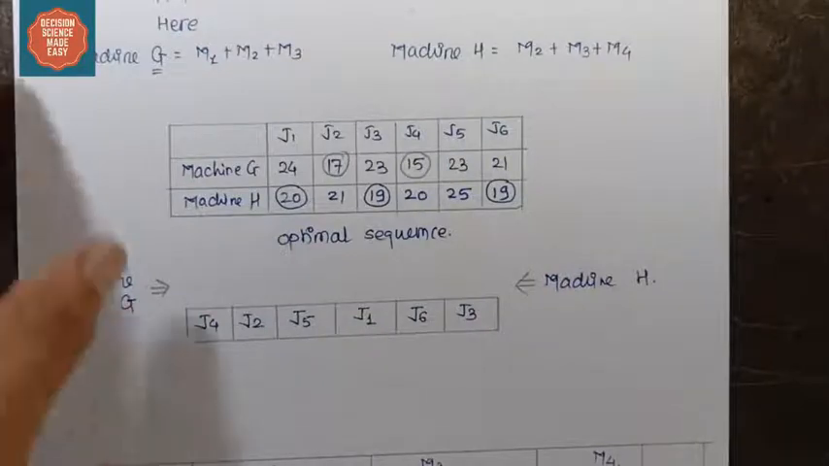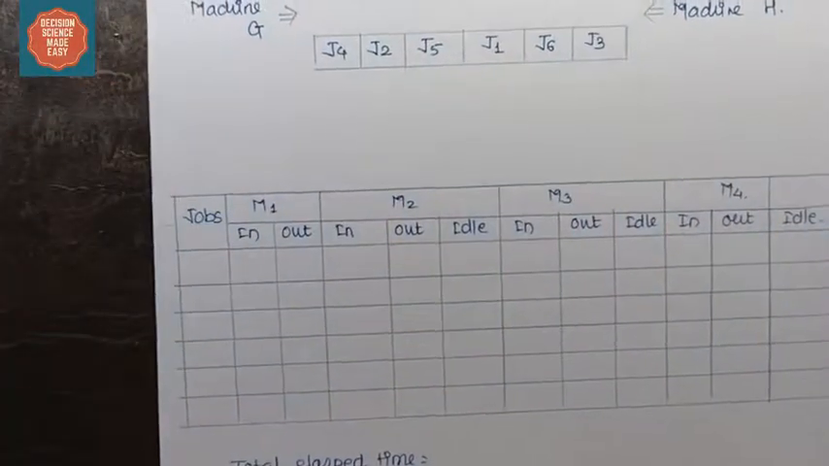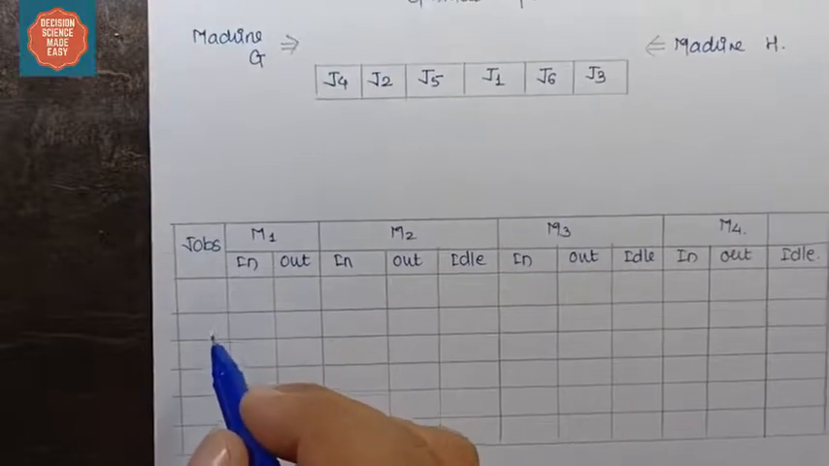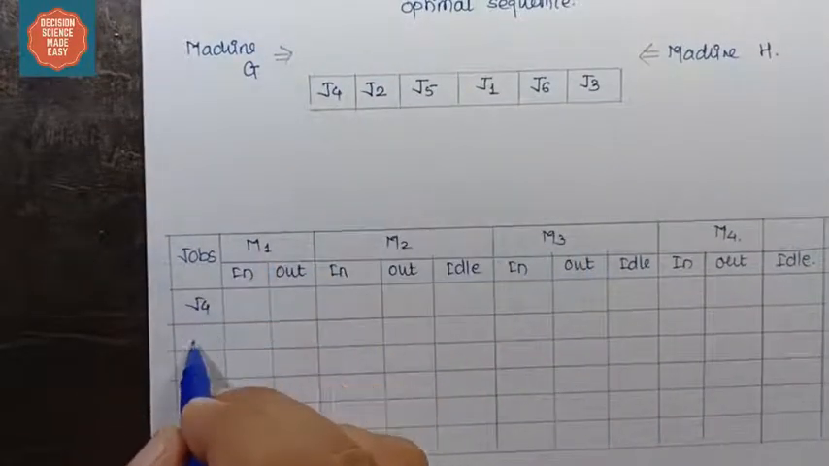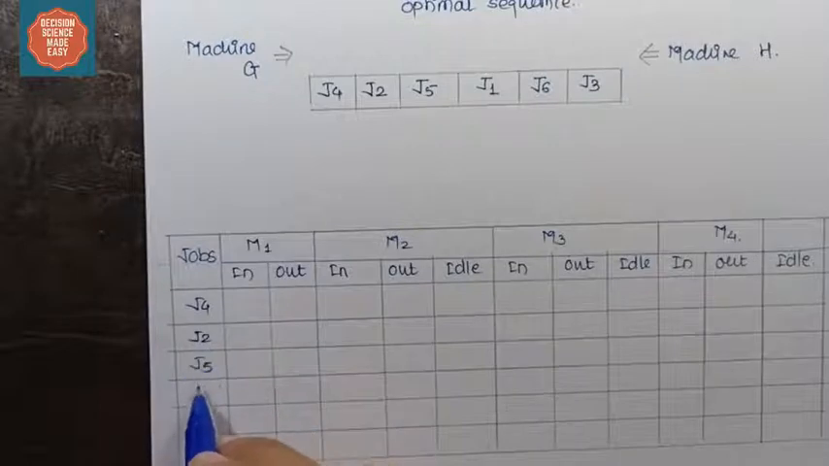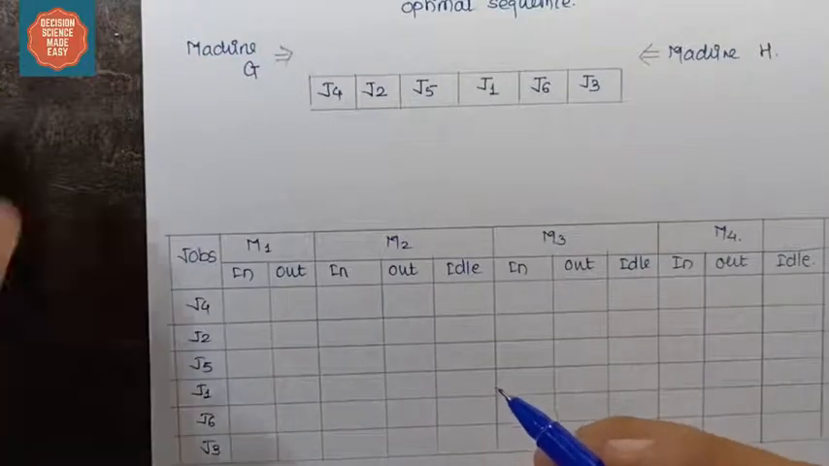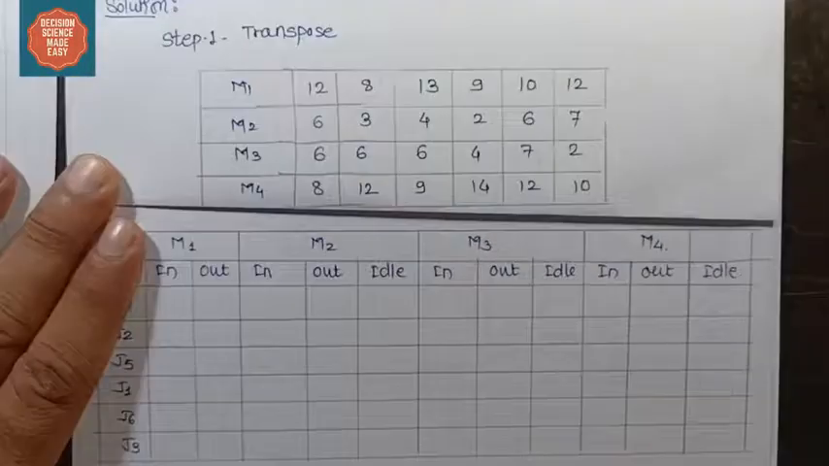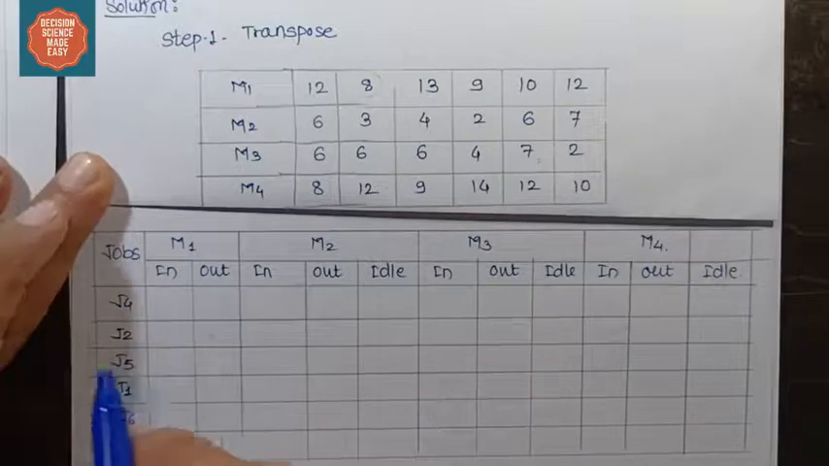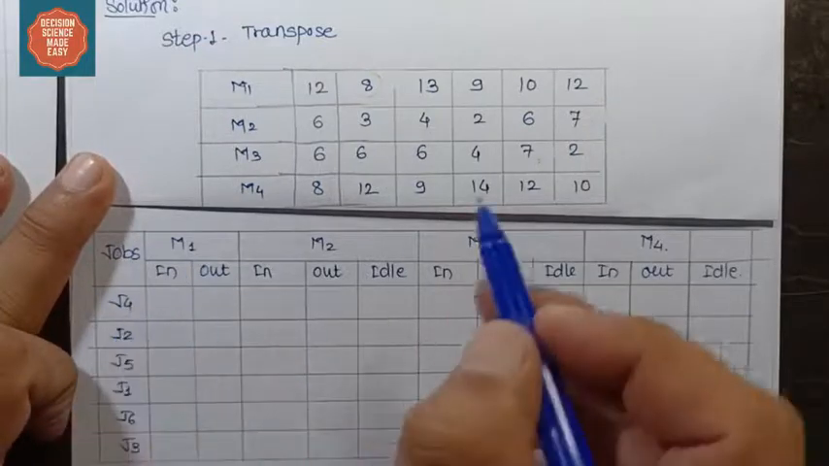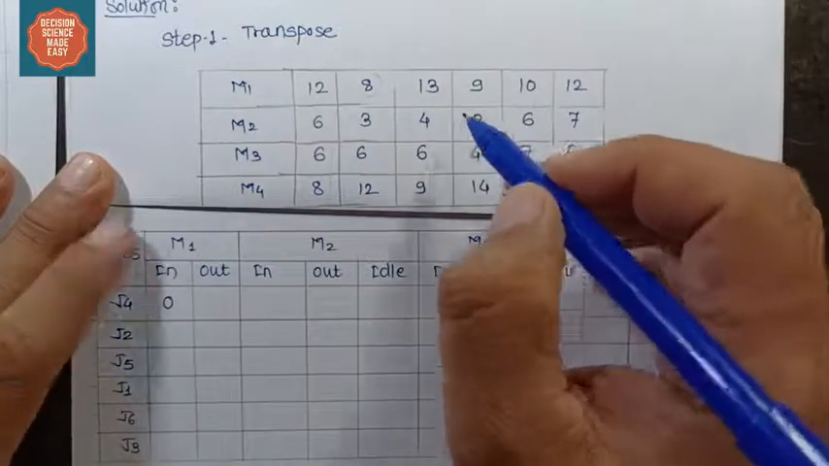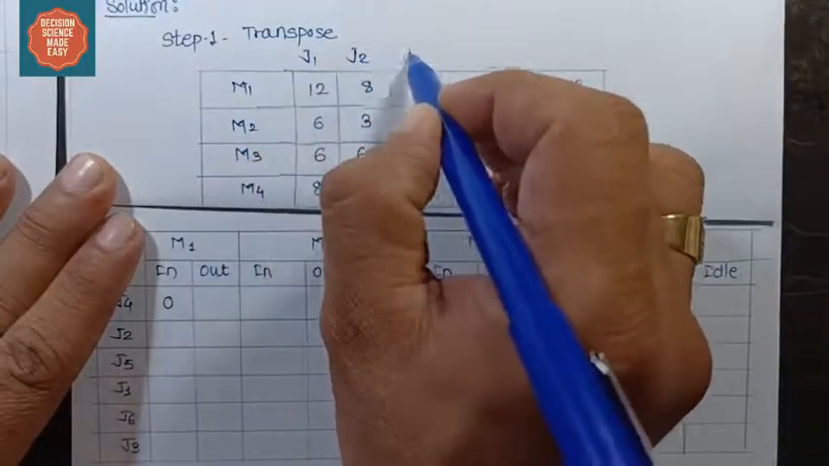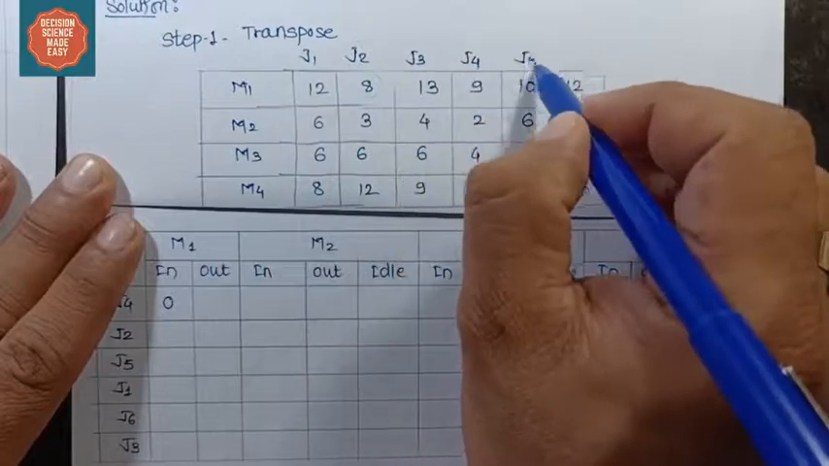So I will go for the next step, which is to form a table, the in and out table. I'll write down the sequence, that is J4 followed by J2 followed by J5 followed by J1, J6 and J3. I will require the given actual problem. I'm going to put the values here. For machine M1, the first job, J4, starts at 0.